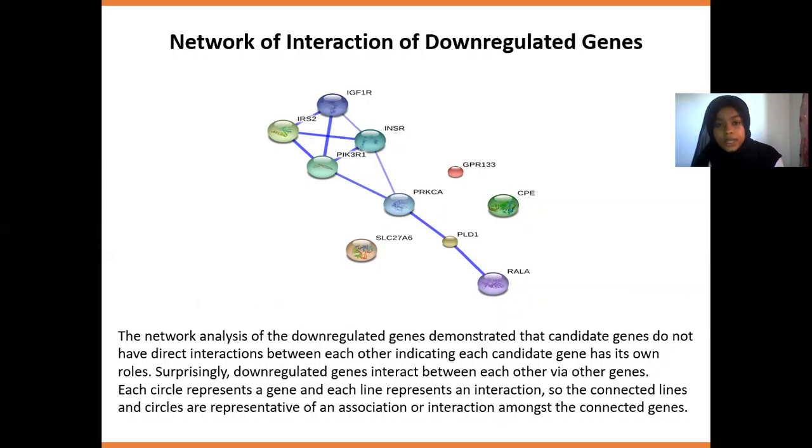And it's important to note that in our study, we looked at IRS2, GPR133, CPE, SLC27A6, and PLD1. And what's interesting is that of the genes that we looked at in our study, a lot of them, these three, do not have an interaction. So what that could mean is that these cells have their own role and they function independently. But it's also interesting to see that there is an interaction between two of our candidate genes, the IRS2 and the PLD1, but it's an indirect interaction. So that could mean that these genes do communicate with each other, but they do it via other genes.